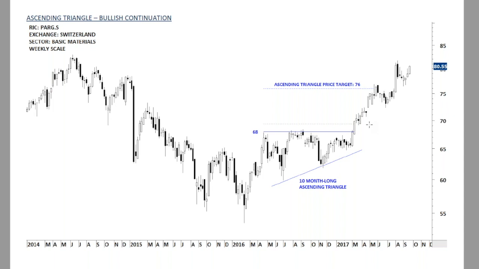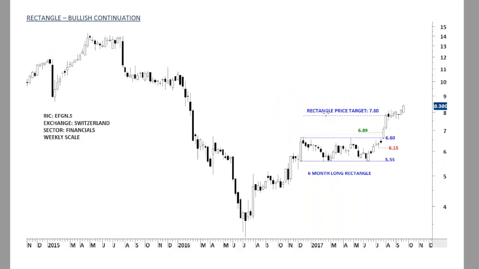It's a basic materials company. So this chart, after testing several times the upper boundary, had a clear breakout and reached its chart pattern price target. So it's a clear horizontal boundary with a clear weekly breakout. It was a 10-month long ascending triangle.